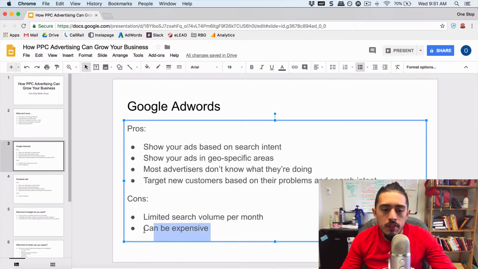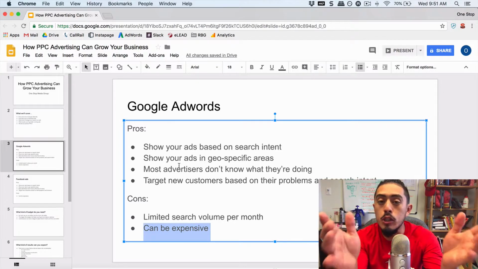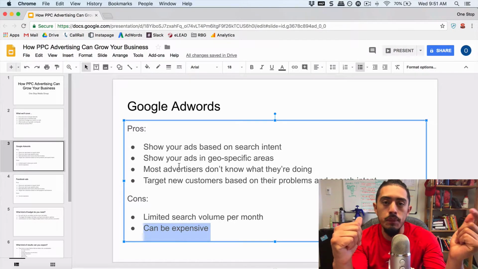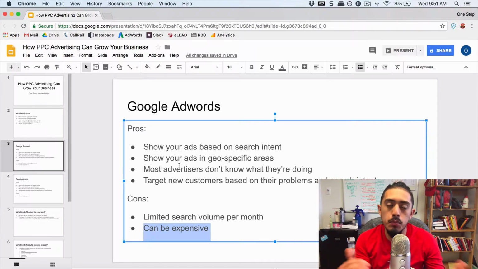And the next con is it can be expensive depending on the industry that you're in, depending again on the volume of searches you're getting per month for whatever service you're offering or industry that you're in. So again, this is a pay-per-click campaign. Every time someone goes on Google and clicks on your specific ad, you'll be charged for it. And there's a lot of variables that go into how much it's going to cost. The price per click is very dependent on a lot of variables.